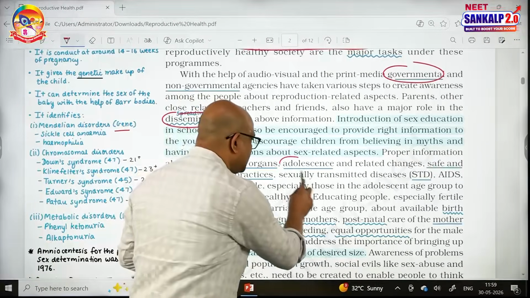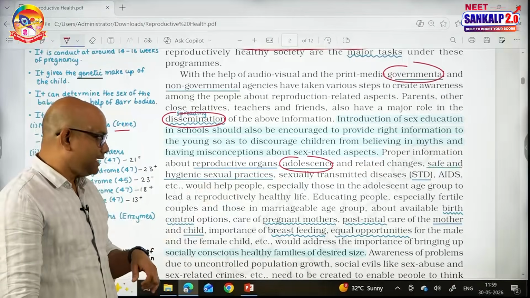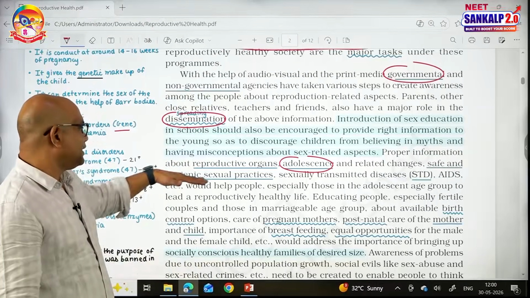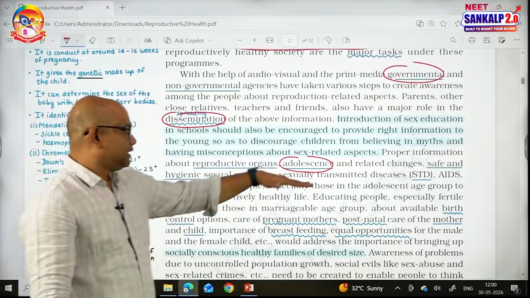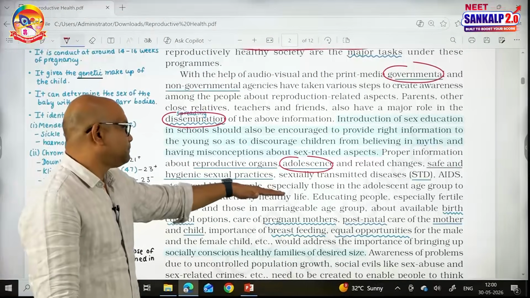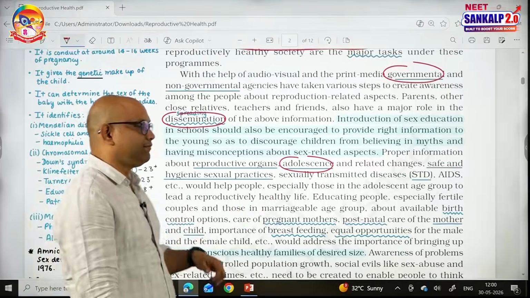Adolescence is the bridge between childhood and adulthood, around 12 to 18 years age. The related changes in adolescence, safe and hygiene sexual practices, information about STDs like AIDS would help people, especially those in the adolescent age group, to lead a reproductively healthy life.